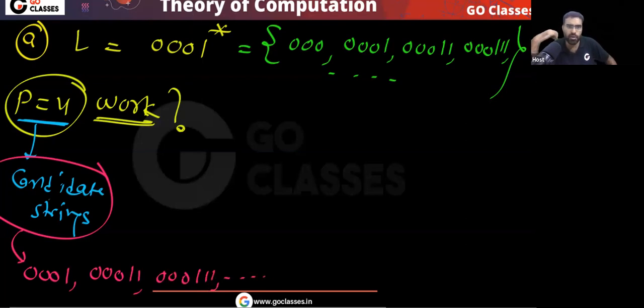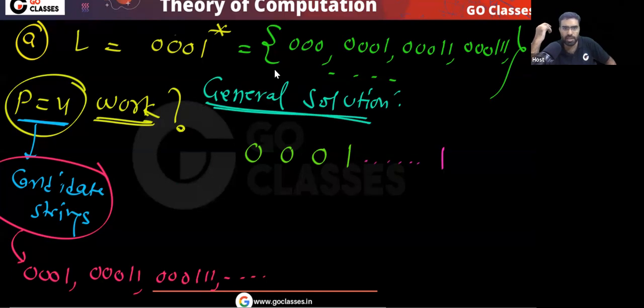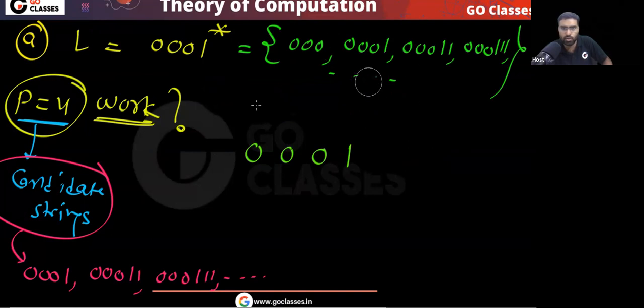Okay. Can you guarantee all of them will pump? For example, if I give you a candidate string, there can be more ones. Okay, I am directly giving you the general solution. So tell me, will they pump? So let's see this. Before the general solution, let's see whether you can pump this string or not.